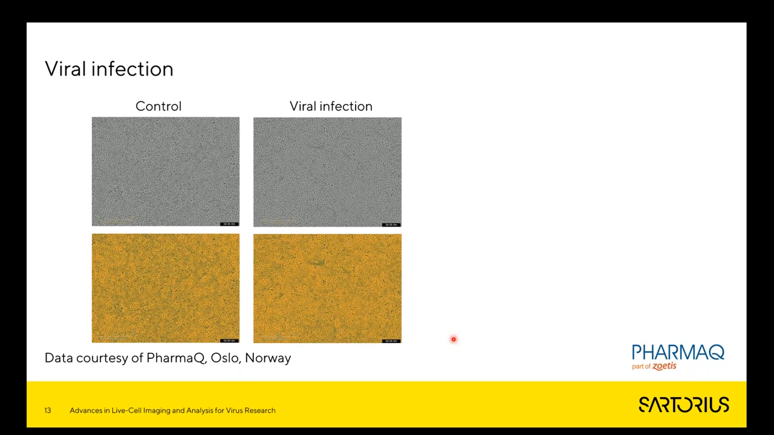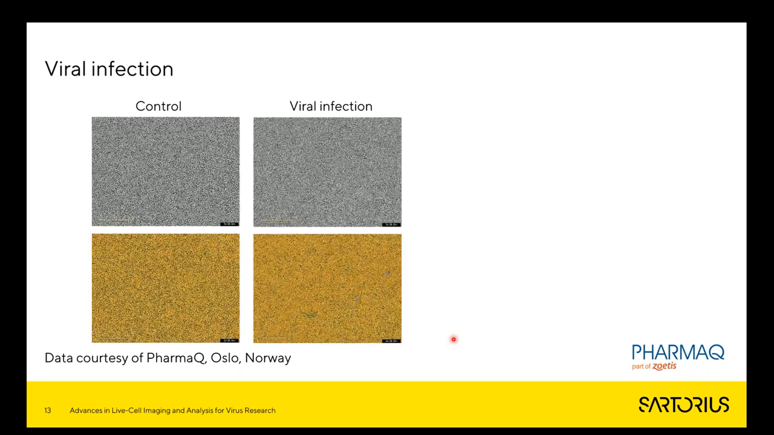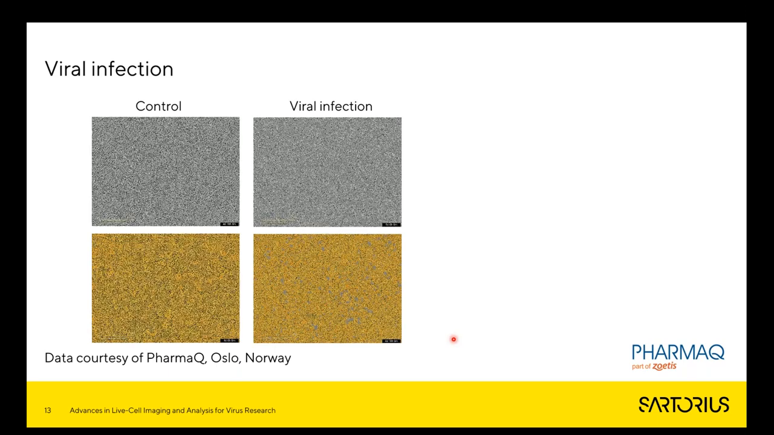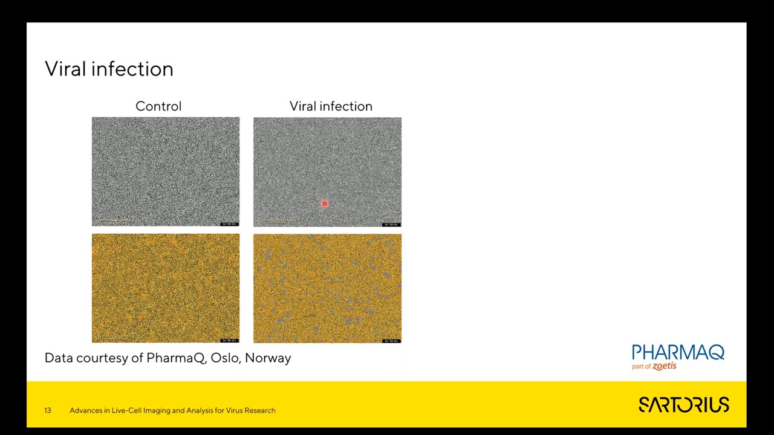Then in another assay, researchers at PharmaQ have used fish cells to grow a confluent monolayer before infecting them with a virus. This really shows the relevance of automated image acquisition and automated image analysis, because if you look at the two videos here on the top, it's very difficult by eye to see a difference between these two conditions. However, if you look at the masking on the bottom, you do see a difference of viral infection on cell density.